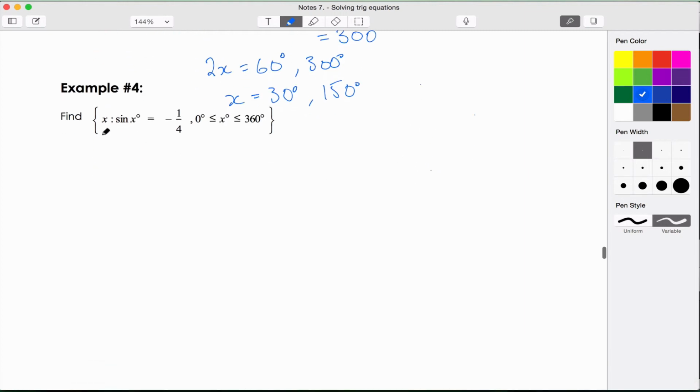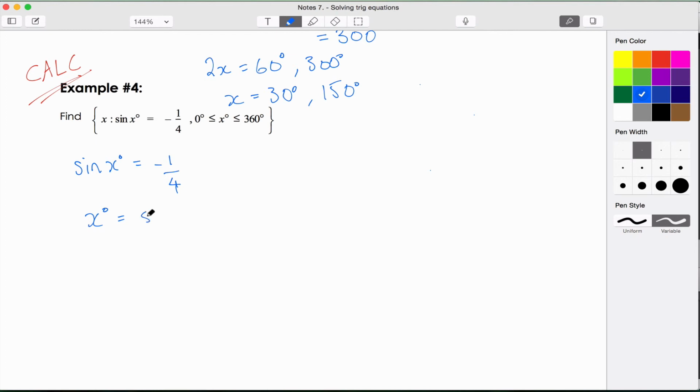Example 4. Find x such that sine x degrees equals -1/4 from 0 to 360 degrees. Sine x degrees equals -1/4. Now, your tables that you've memorized don't actually have the sine values for -1/4, so you will need to use a calculator for this one. And all we need to do is inverse sine of 1/4 in your calculator.